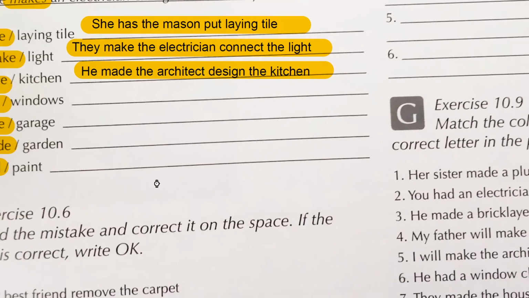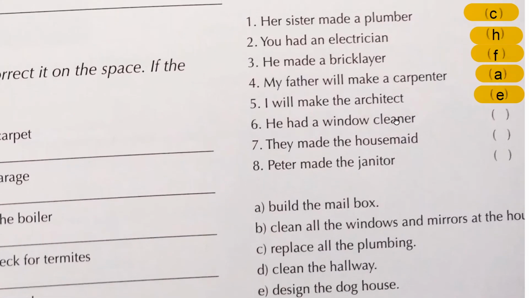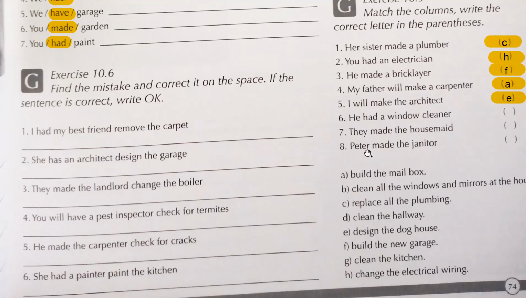Okay. And the last exercise, it says 10.9, match the columns with the correct letter in the parentheses. Now you have 8 sentences and 8 options. The idea is you have to connect them with the right one. For example, her sister made a plumber replace all the plumbing. You had an electrician change electrical wiring. He made a bricklayer build the new garage. My father will make a carpenter build the mailbox, and I will make the architect design the dog house.